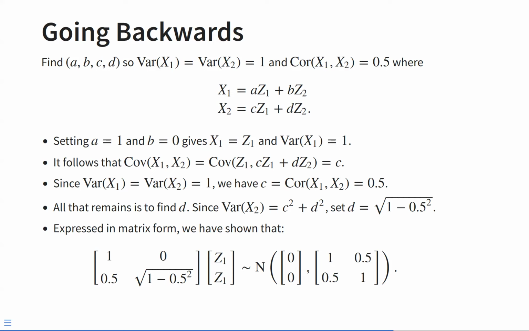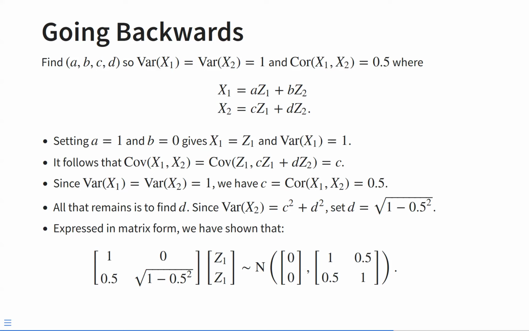We figured out what matrix we need to multiply z1 and z... Oh, there's a typo on the slide. Apologies. It says z1, z1, but of course it should be z1, z2. Apologies about that. I will definitely fix it on the course website. We found the matrix that we need to multiply z1 and z2 by in order to induce a correlation of 0.5 between them while still keeping their variances fixed at 1.